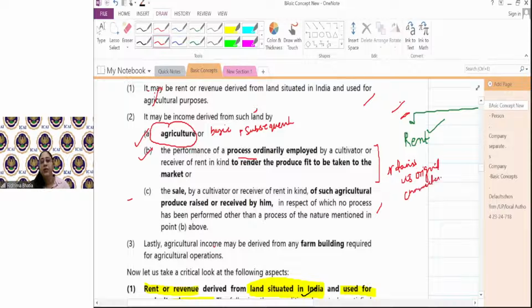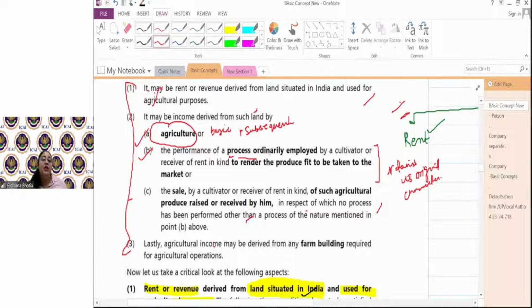The crop should retain its original character. That is extremely important. If you do any process which is not in relation to the ordinarily process employed, you have to remember this name, process ordinarily employed. People who are asking for notes, maybe I'll be writing only these three things because you have to remember them. So process ordinarily employed is a term you have to remember in order to render the produce fit to be taken to the market.